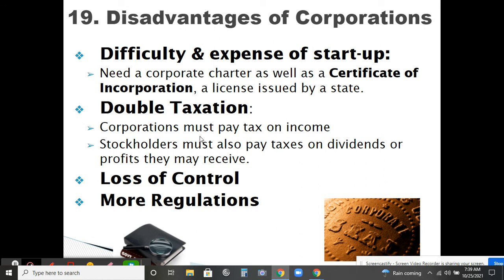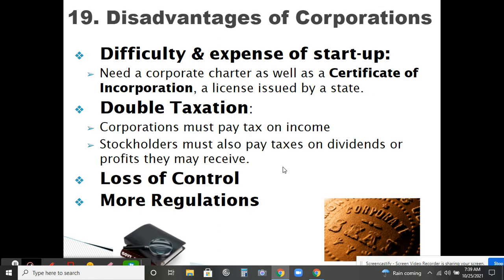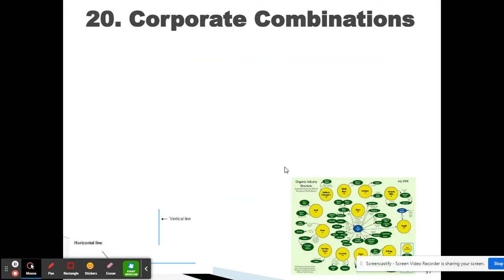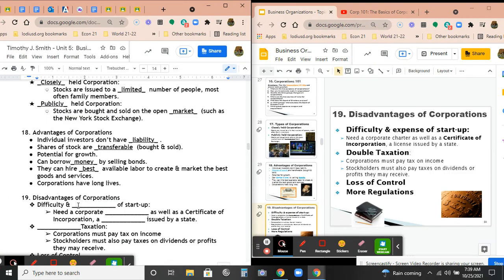You also lose some control of your business when you're a corporation because you have to follow your charter and the rules from the state, and you have more regulations. Okay, let's write that in. And then we'll go to the next one.